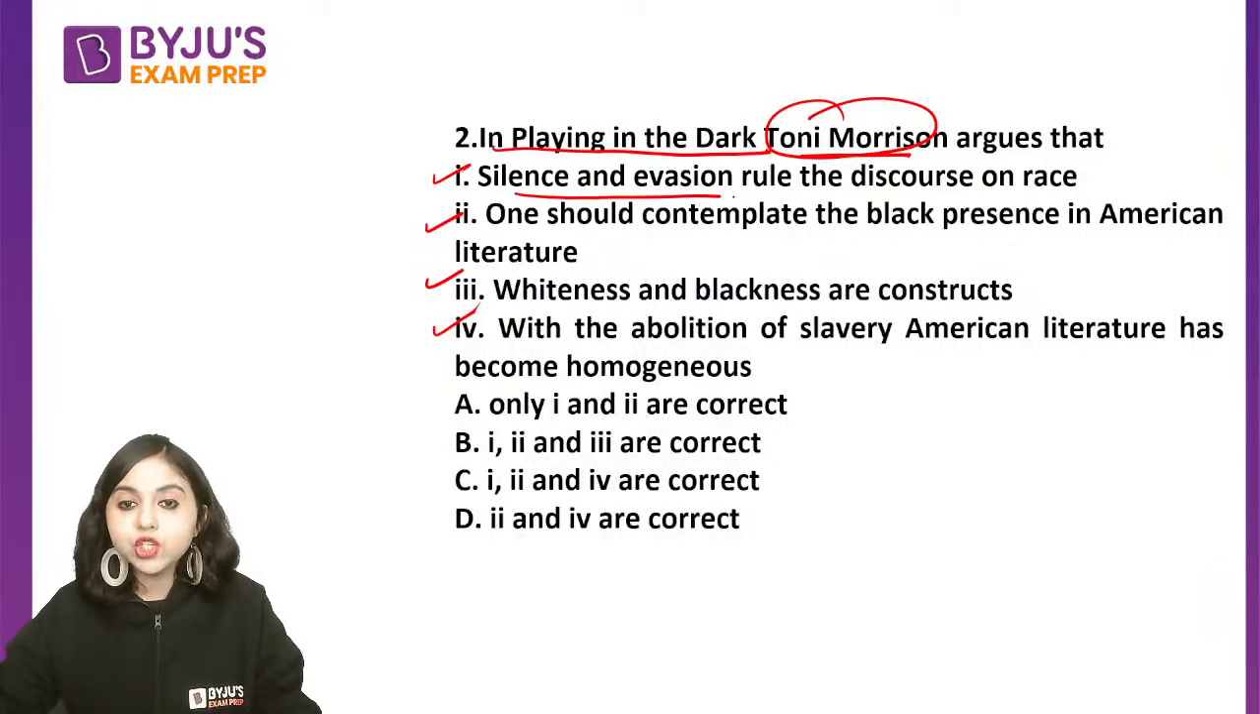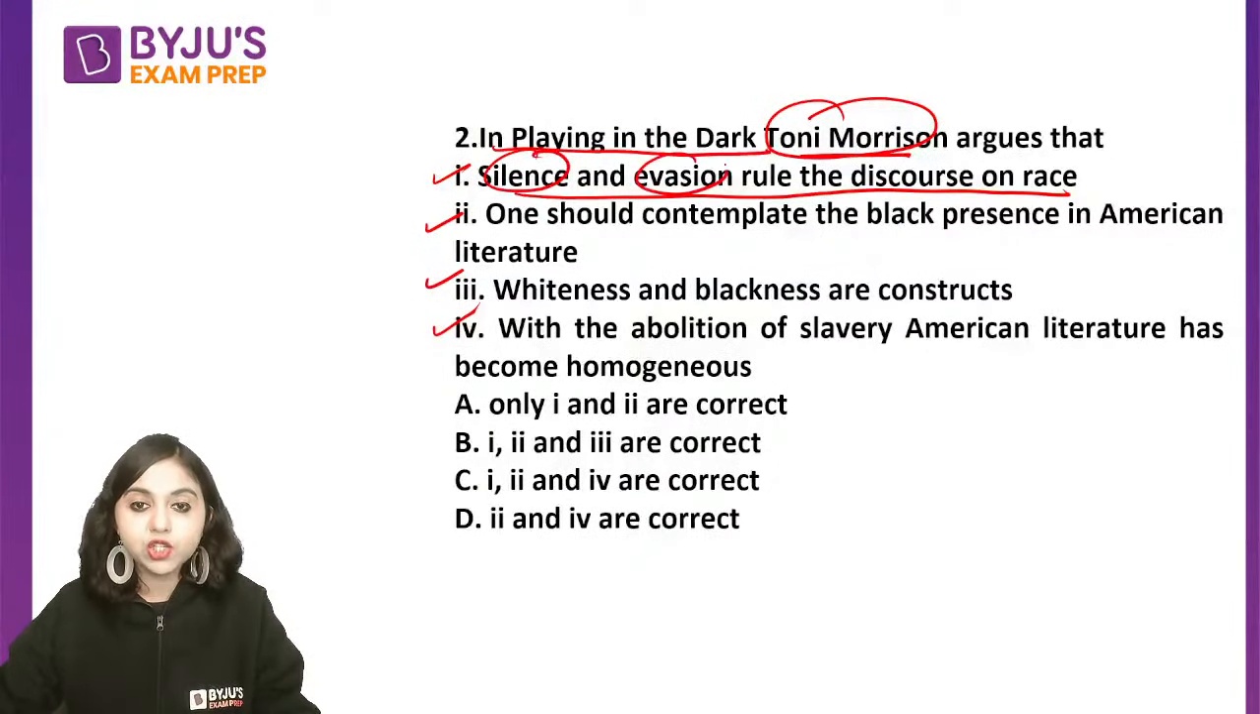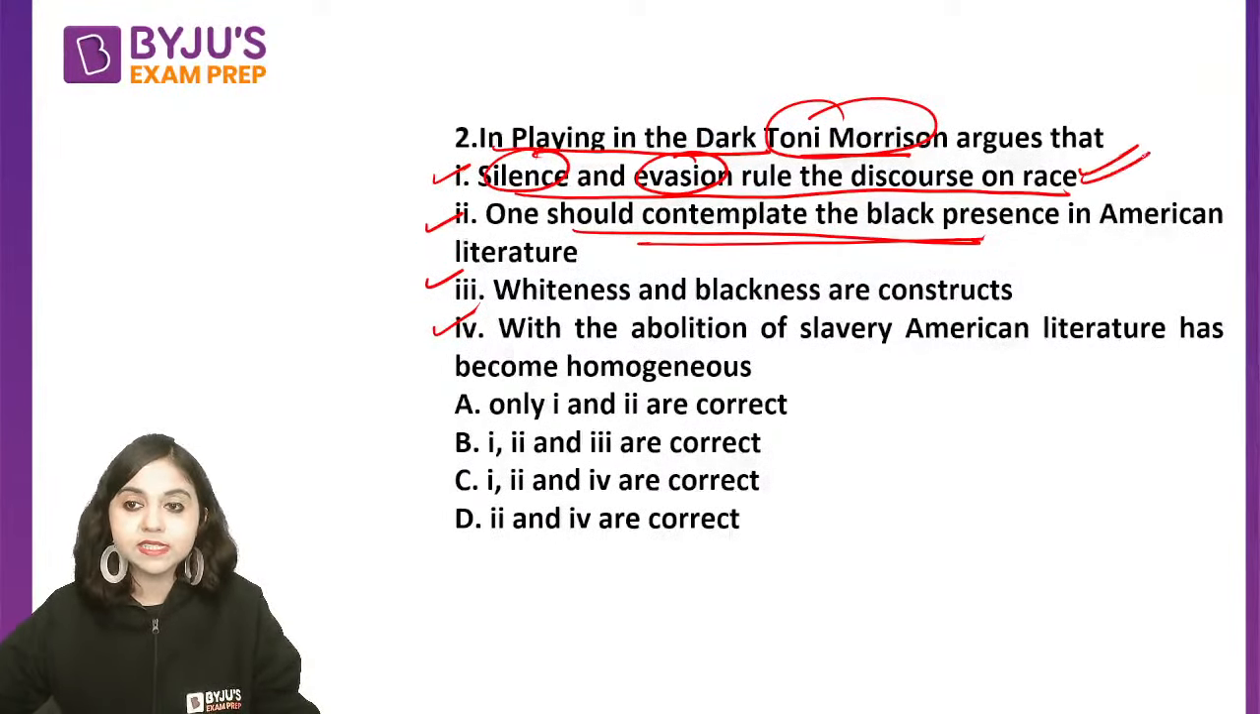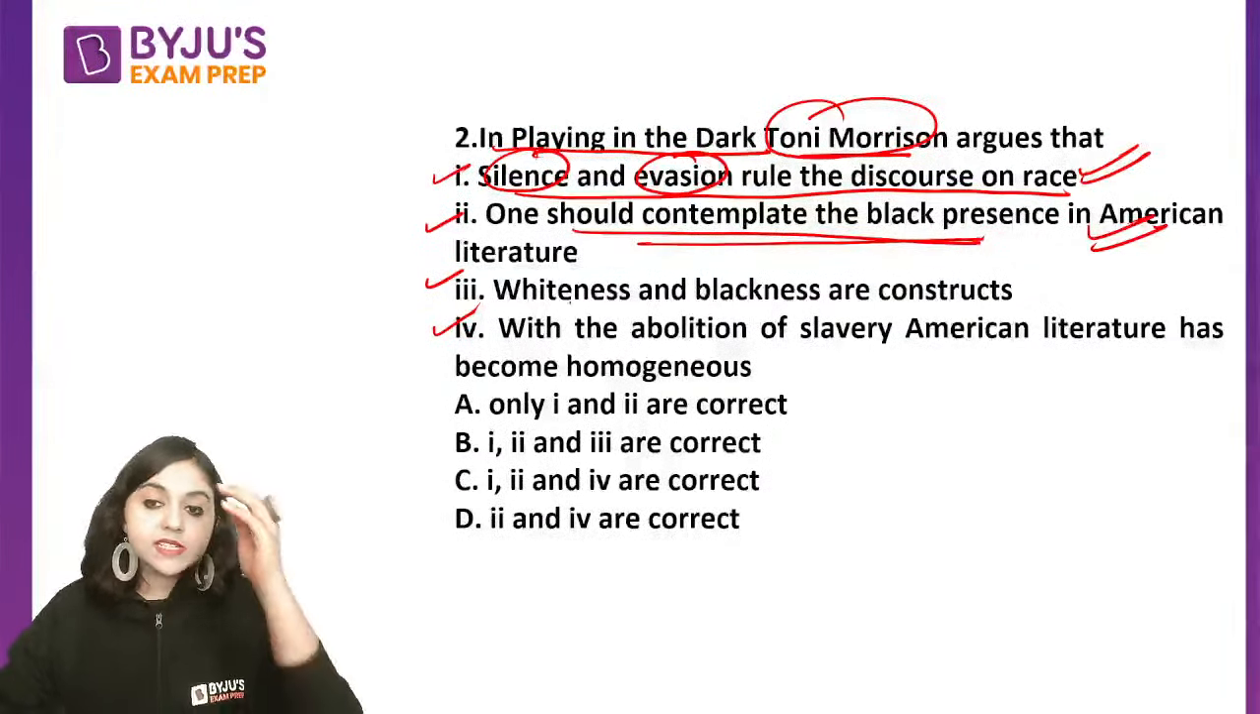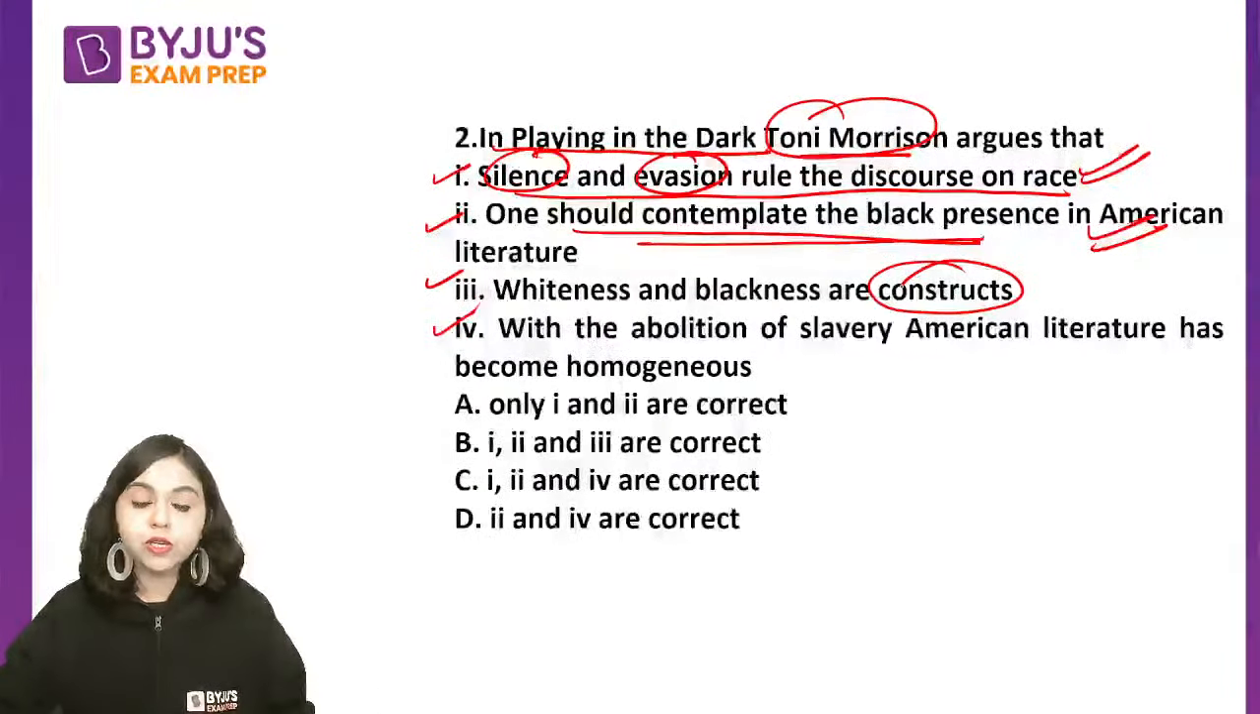Silence and evasion rule the discourse on race. Yes, there is silence, there is evasion. This is true. One should contemplate the black presence in American literature. You have to look at the black presence. This is true. Whiteness and blackness are constructs. Absolutely right. With the abolition of slavery, American literature has become homogenous. Not at all. It has not become homogenous. So these three pointers are absolutely right.